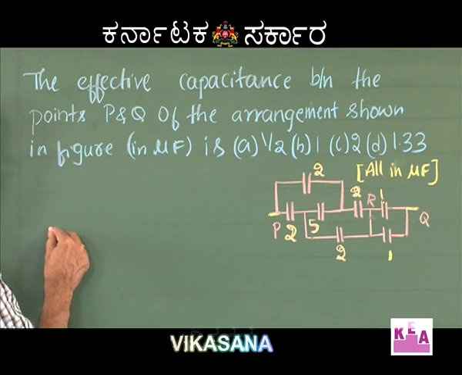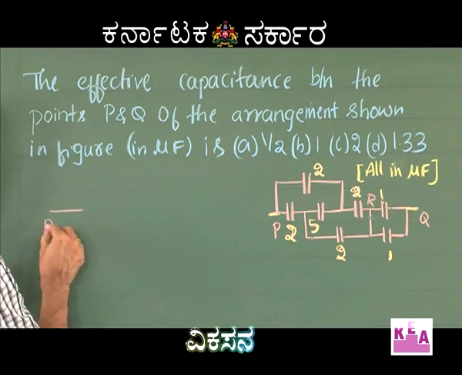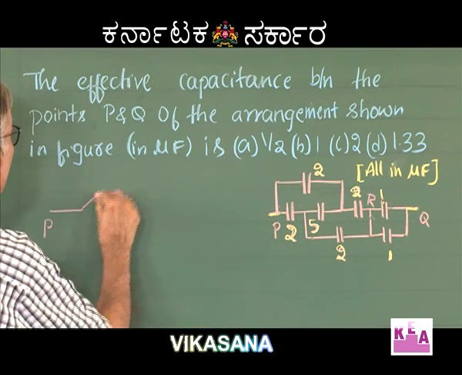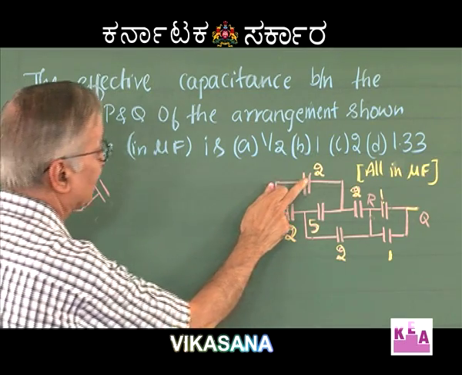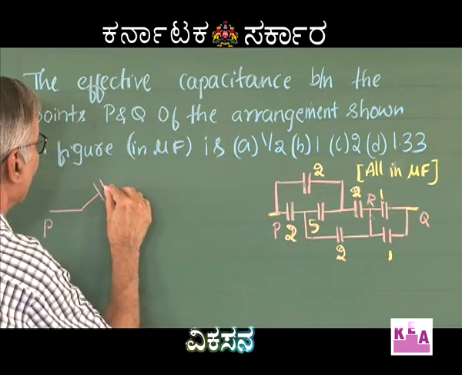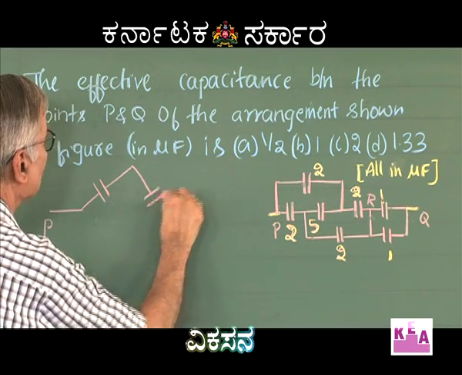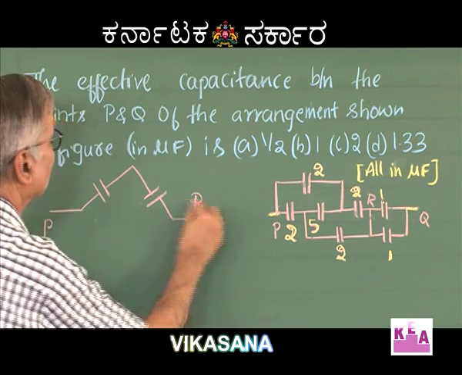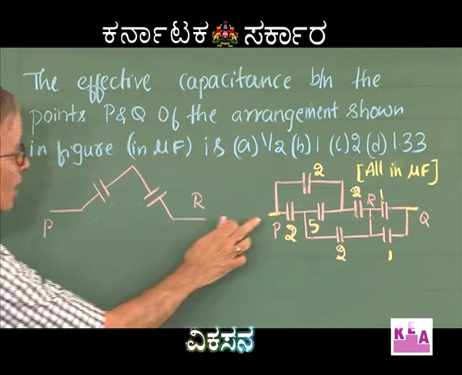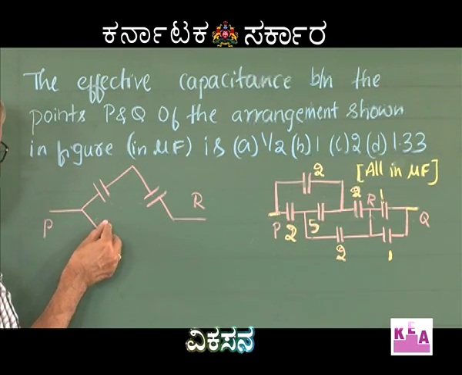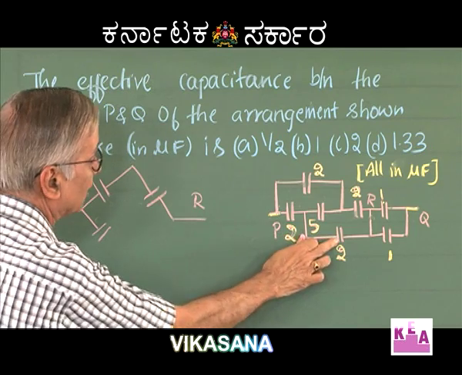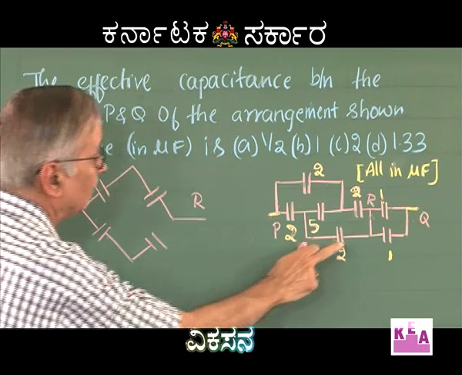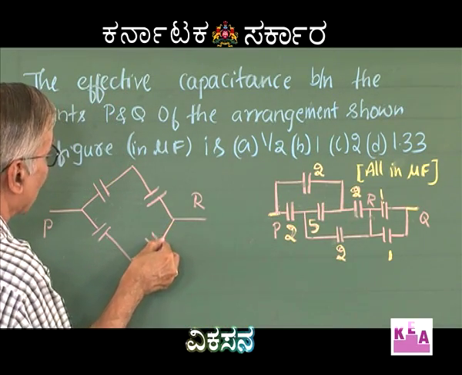Coming to this one, if you consider this is P. P is connected to the capacity over here. This is one capacity. That capacity is connected to the next capacity, where the next capacity is connected to the point R as shown in the figure. Similarly, P is connected to one more capacity on the other side. That is connected to another capacity over here. This is another capacity. Then that is again connected to the point R.